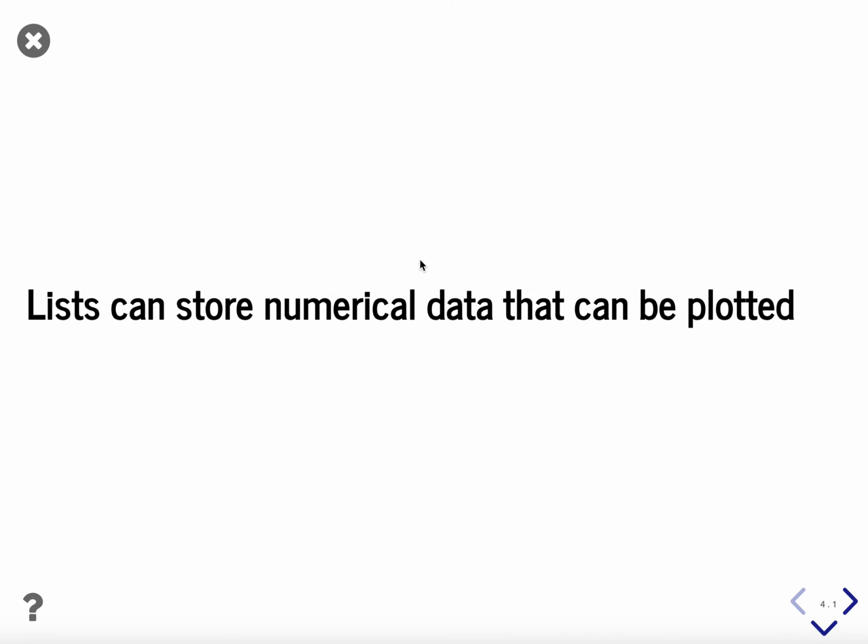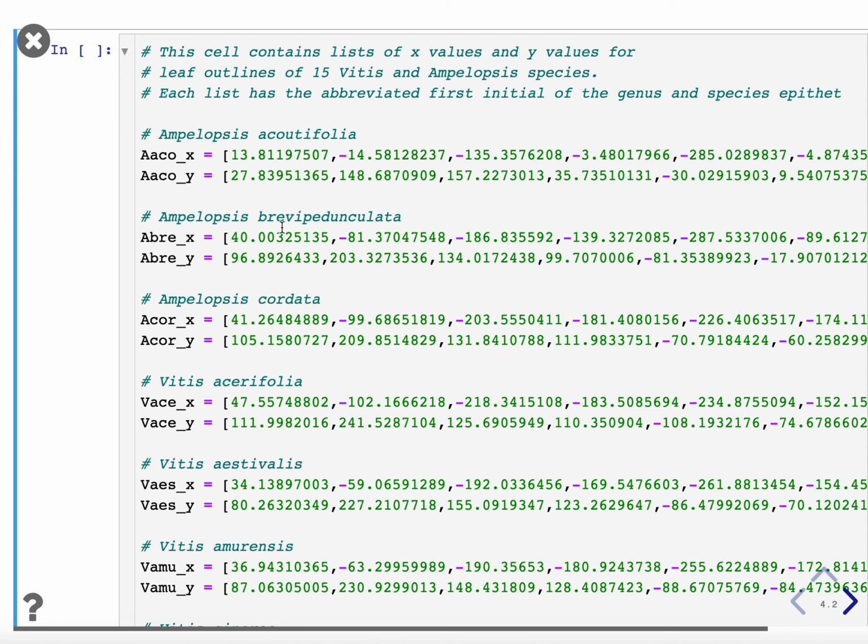So let's get started. As you learned in the previous lessons, lists are things that can store data, including numerical data. But we can use lists and the data within them to plot the data. So in this cell is the data that we'll be looking at today. These are lists that contain X and Y values for the average leaf outlines, the average shapes of 15 grapevine species. These species are from the genus Vitis, which is where wine and table grapes come from, and also a related genus of species called Ampelopsis.